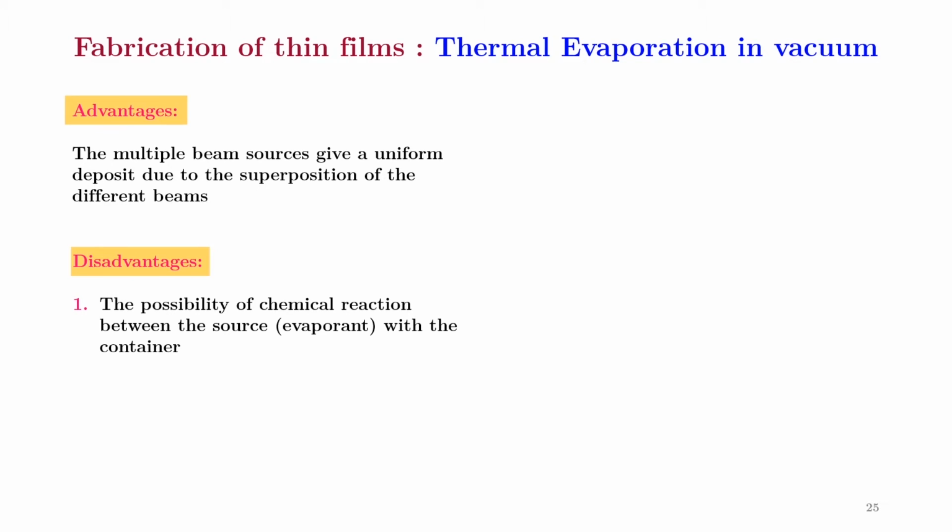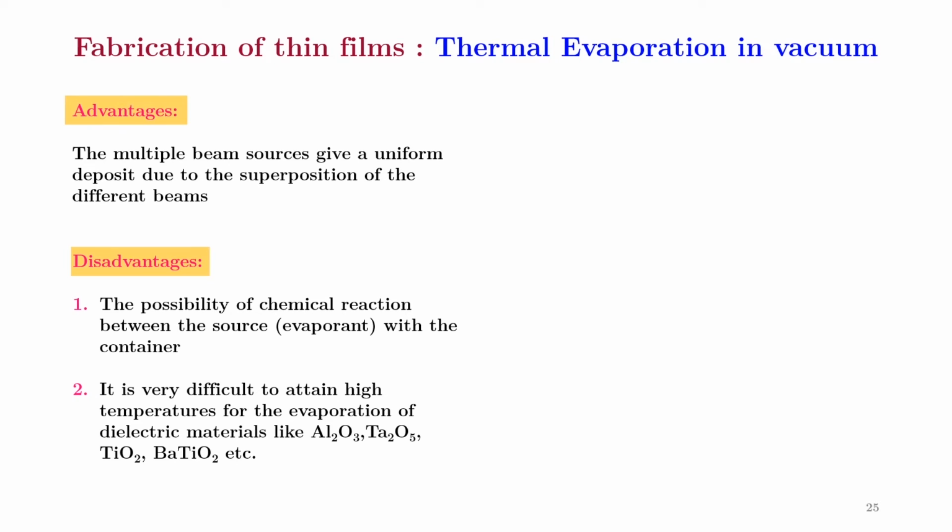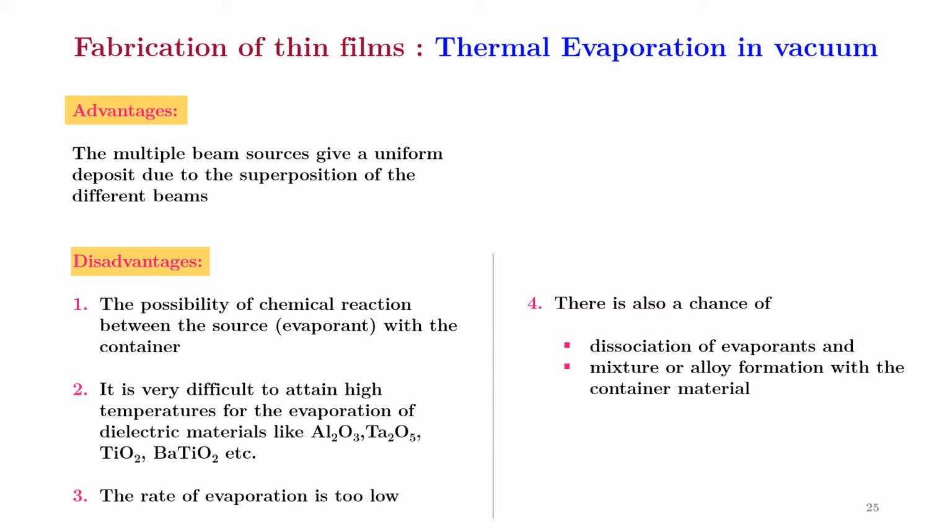At the same time, there are several disadvantages for this technique. The first one is the possibility of chemical reaction between the source, that is the evaporant, with the container. Second, it is difficult to attain high temperatures for the evaporation of dielectric materials like Al2O3, Ta2O5, TiO2, BaTiO3, etc. Third, the rate of evaporation is too low. Fourth, there is also a chance of dissociation of evaporants and mixture or alloy formation with the container material. And fifth, the uniformity of evaporation is poor.